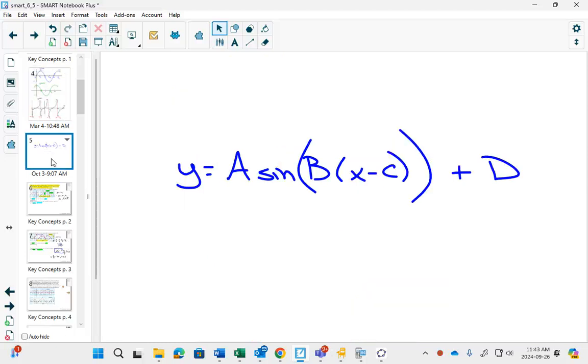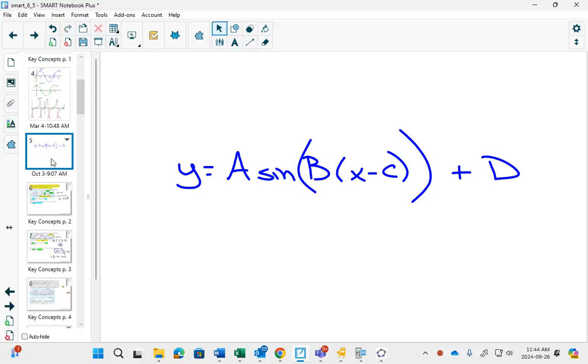So we're going to get things that look like this, where you have a number in for the A, a number in for the B, a number in for the C, and a number in for the D. Is A vertical or horizontal? Vertical, because it's outside the function. The B would be horizontal, stretch or compression. C would be translation, horizontal, left or right. And finally, the D, vertical translation up and down, and it has to be in factored form, just like our first unit. So now we're going to graph.